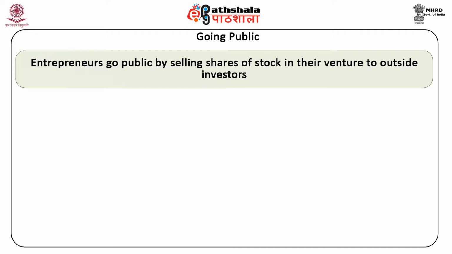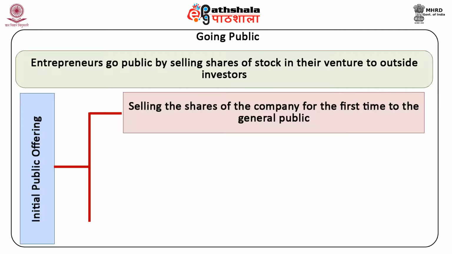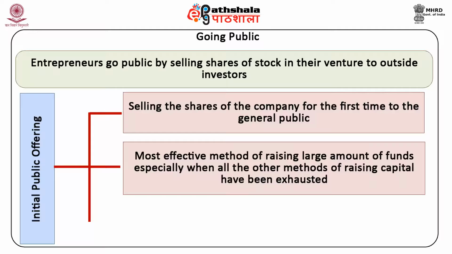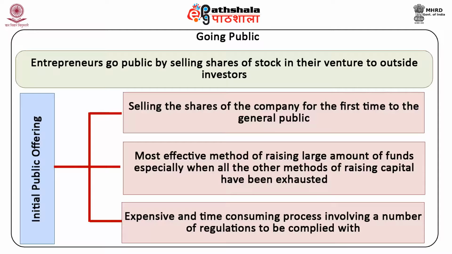Fifth is going public. Entrepreneurs go public by selling shares of stock in the venture to outside investors. In an initial public offering, that is IPO, the business venture raises capital by selling the shares of the company for the first time to the general public. This is the most effective method of raising large amount of funds, especially when all the other methods of raising capital have been exhausted. However, it is an expensive and time-consuming process involving a number of regulations to be complied with.